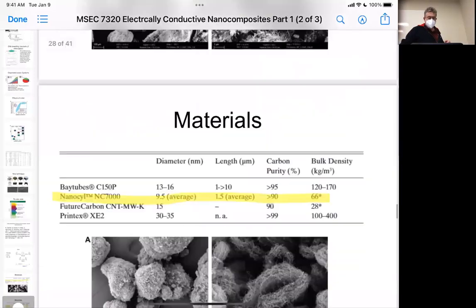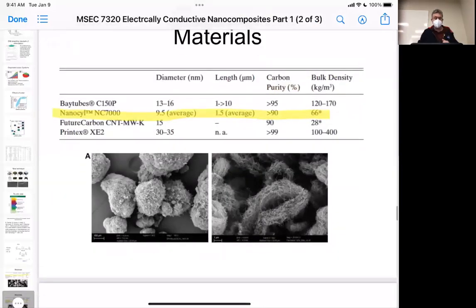Now, the next thing they have is this Nanocyl. Nanocyl looks like it is not nearly as dense as the Baytubes were. It's a lot lighter. The fibrils in it are a little bit narrower and a little bit shorter, but they look like they're easier to disperse. They're already kind of puffed, if you will.